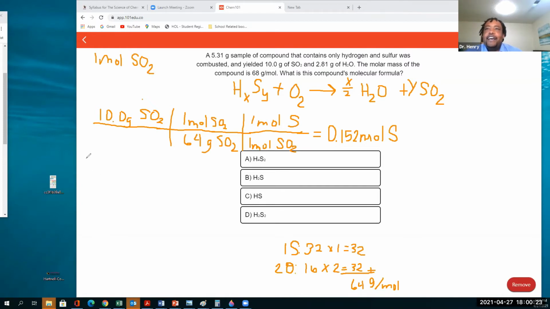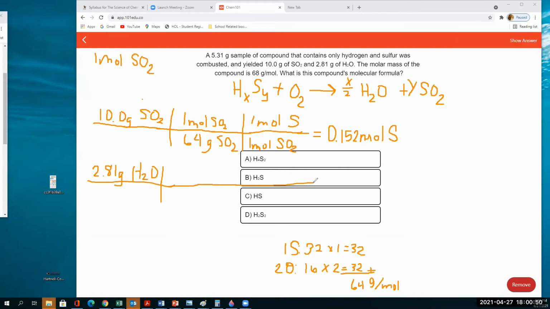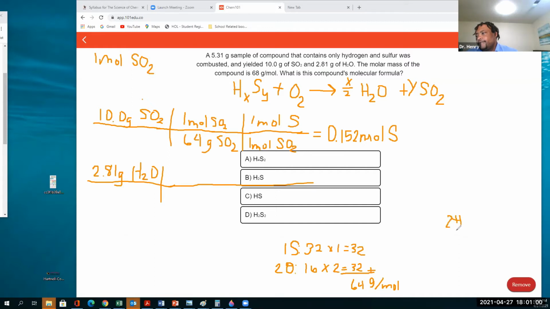Okay, so then the next part, we're going to do the same thing with the hydrogen, right? So all the hydrogen is coming from water. So what am I going to do next? If I want to calculate the number of moles of hydrogen, do the molar mass for the compound. Okay, so what is the molar mass of water? 18. Okay, well, 18. So 16 plus 2 grams per mole.